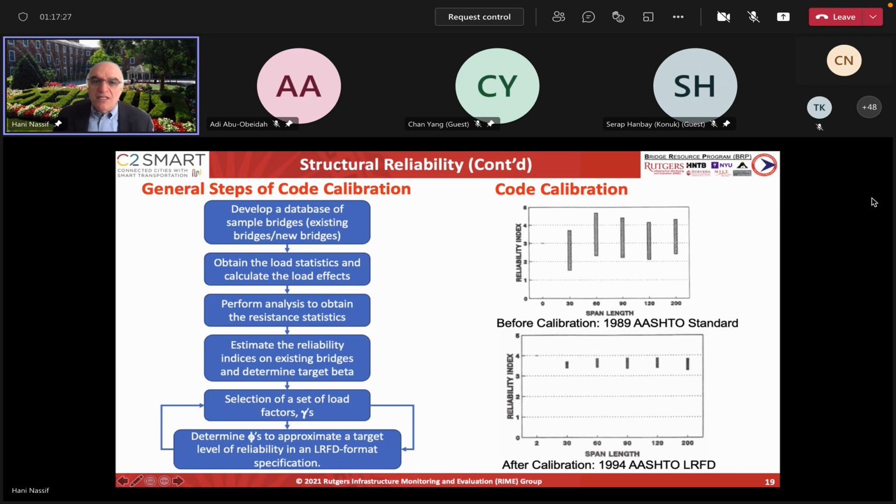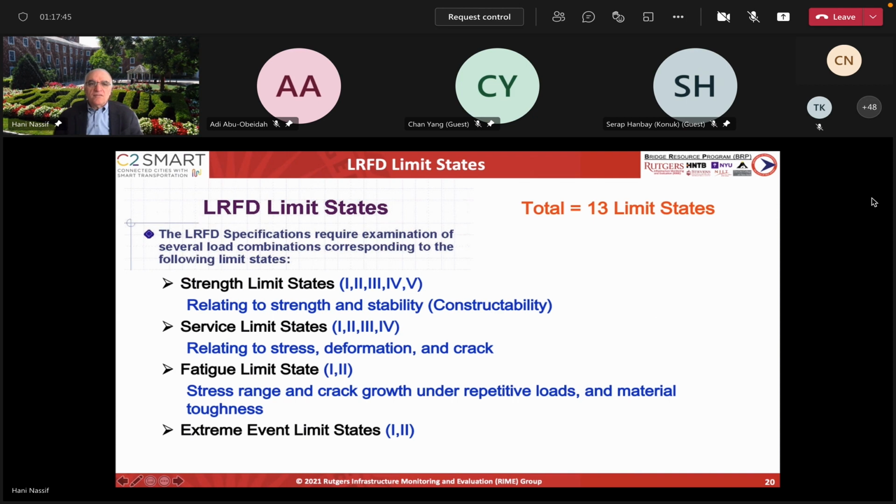And when we calibrated the bridge, after calibration, you can see you have more uniform results, meaning that if a bridge is 50 feet or a bridge is 200 feet, it doesn't really matter. And you can see here for long spans, the average beta was getting higher because designers, by nature, are more conservative. And the LRFD had more limit states in a way.